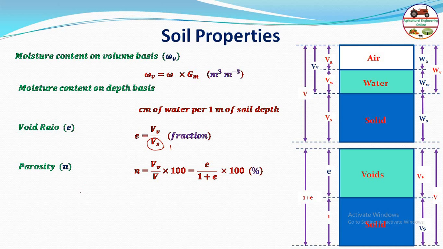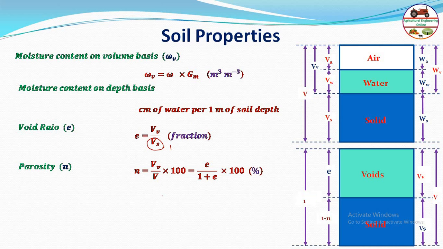So therefore we can have a relationship between the porosity and void ratio, that is N will be equal to E by 1 plus E, or void ratio divided by 1 plus void ratio into 100. This is the porosity. Porosity is generally in percentage, and void ratio is in fraction.